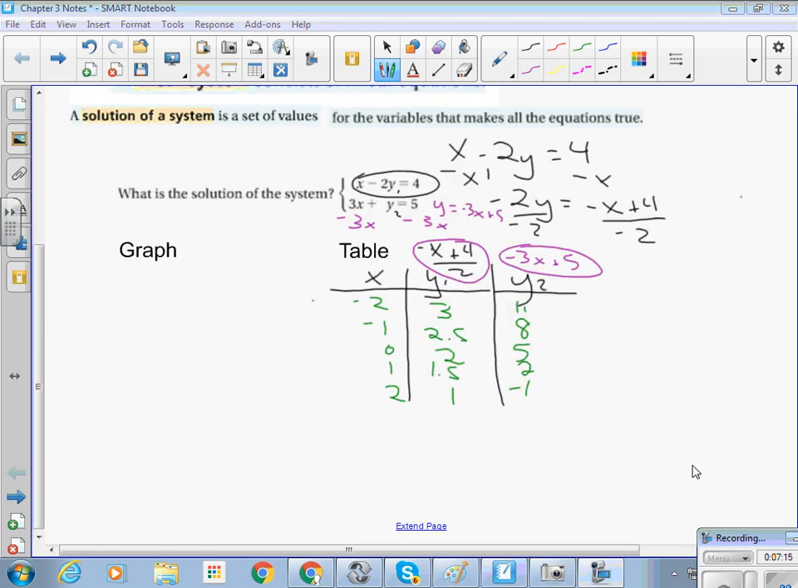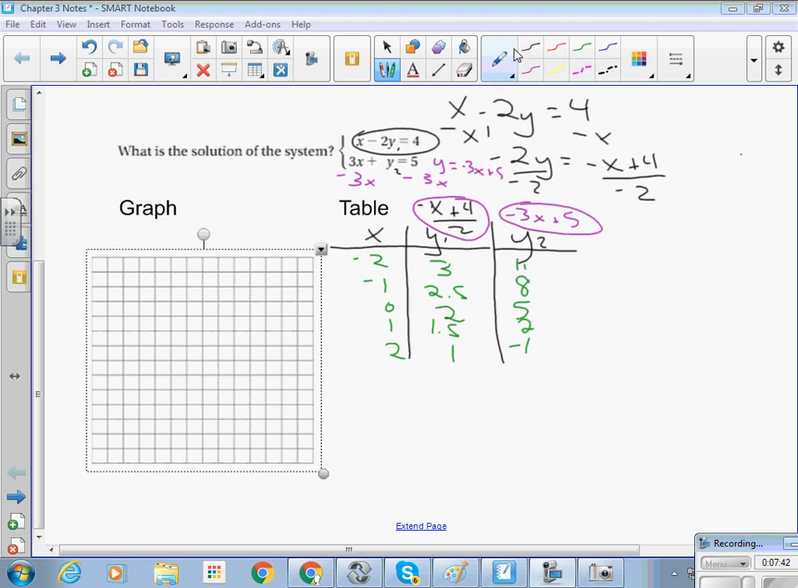Okay, so we see from our table that our solution happens somewhere between 1 and 2 because our numbers are kind of marching closer and closer together. We got 2 and 5, 1.5 and 2, and then suddenly they cross and start galloping away from each other, 1 and negative 1. So we're going to use the graph to kind of help us out here.